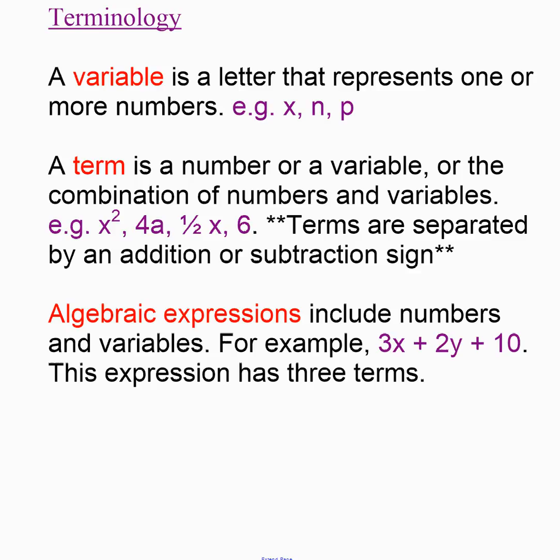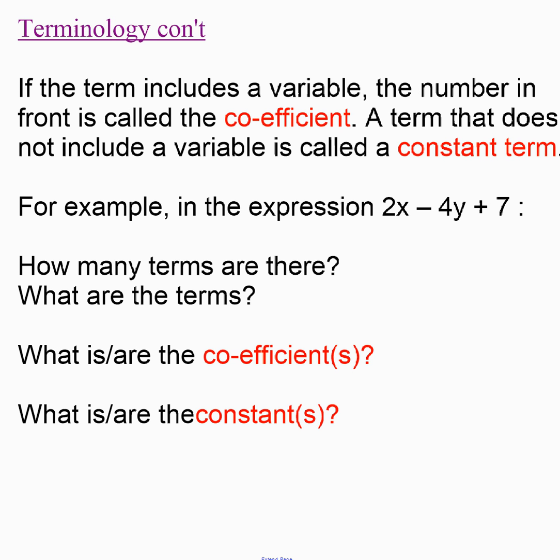So an expression here, for example, 3x plus 2y plus 10, it has a combination of some variables. The variables are x and y. It has some terms. The terms are 3x, 2y, and 10. So this would have 3 terms. When a term has a variable, it also has a coefficient. So if it says 3y, the coefficient would be 3. It tells you how many y's you have.